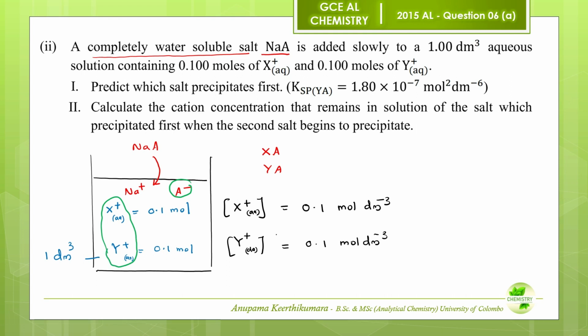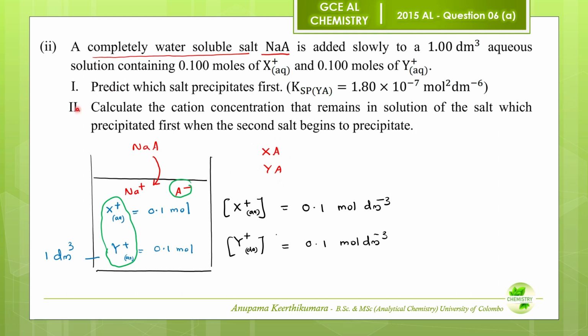Therefore, there is a possibility of forming these two precipitates in this beaker. When the ionic product is greater than Ksp, there is a possibility of forming these two precipitates in this beaker.